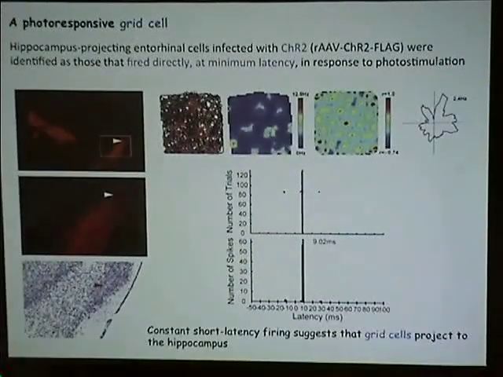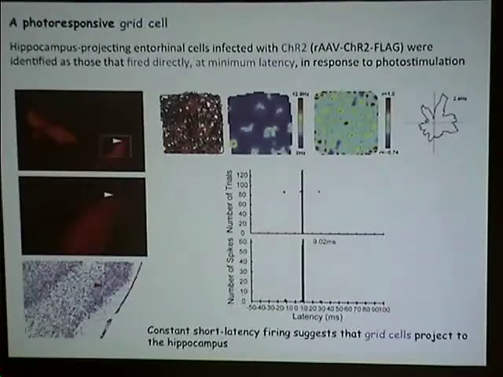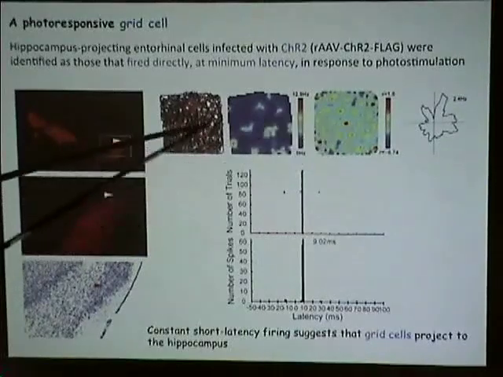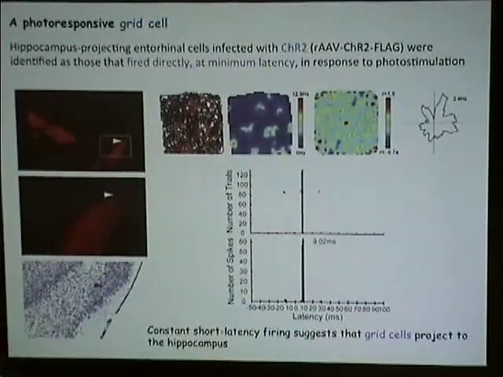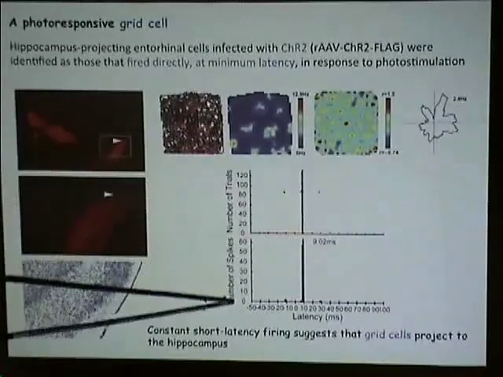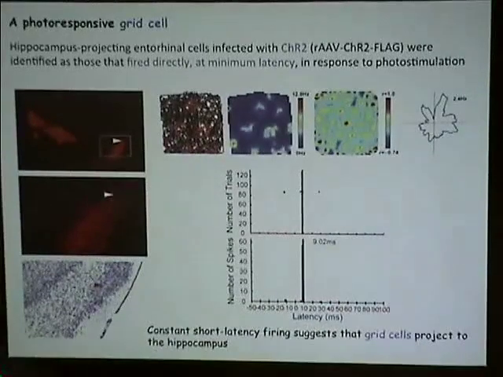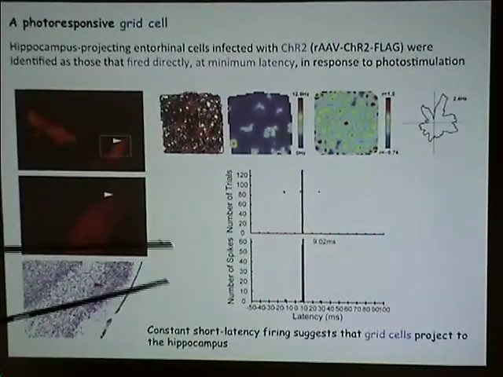Grid cells project to the hippocampus, perhaps not very surprising, but it shows that the method works. So this is a grid cell recorded when the rat is walking in the box, and this is the response of the cell to light pulses. So it's 3.5 millisecond light pulses delivered into layer 2 of medial entorhinal cortex.